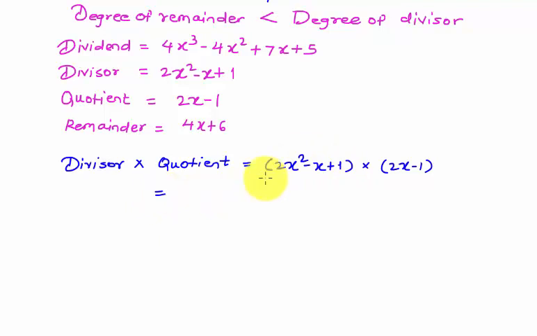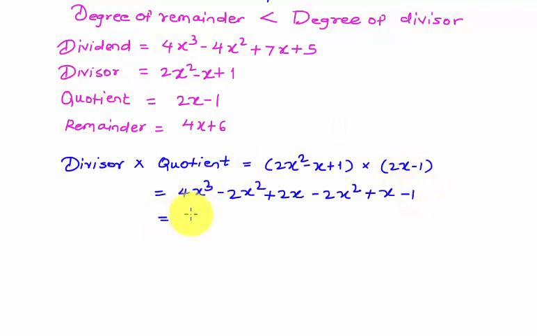Now let's multiply this expression by 2x first. So we'll get 2x into 2x square will be 4x cube. Then 2x into minus x will be minus 2x square. Then 2x into 1 will be plus 2x. Now let's multiply by minus 1. Minus 1 into 2x square will be minus 2x square. Then minus 1 into minus x will be plus x. Then minus 1 into 1 will be minus 1.